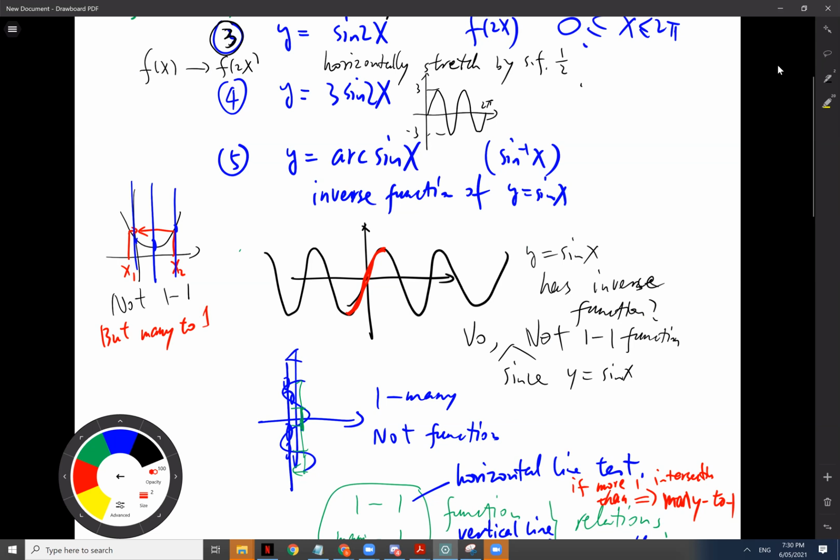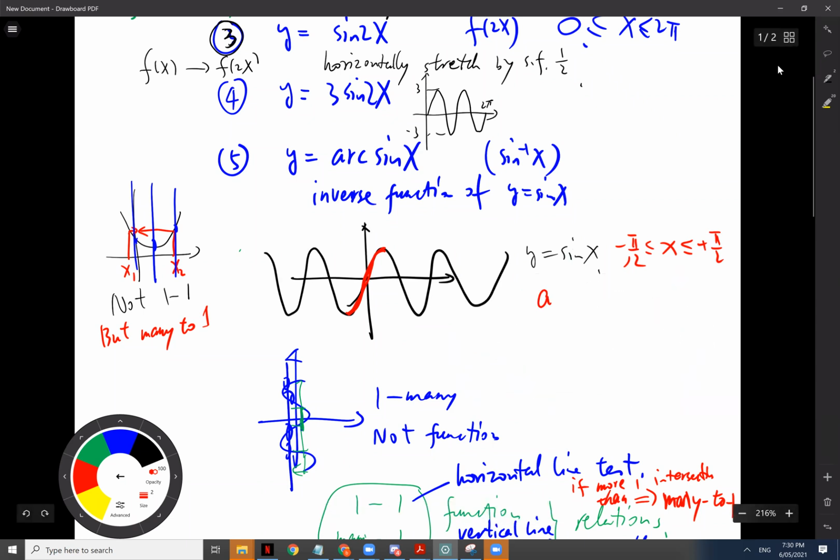Okay. For this small piece, the domain is between negative 90 degrees and 90 degrees. For this one, we have an inverse function. The inverse is arcsin x.